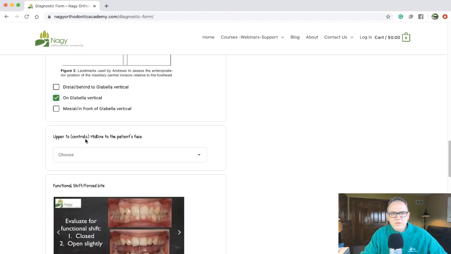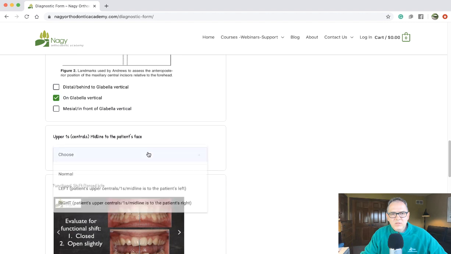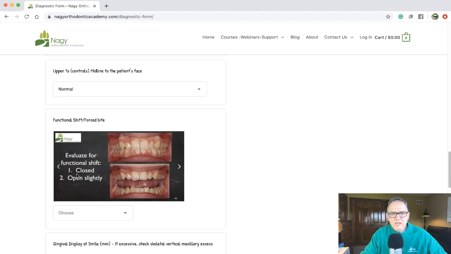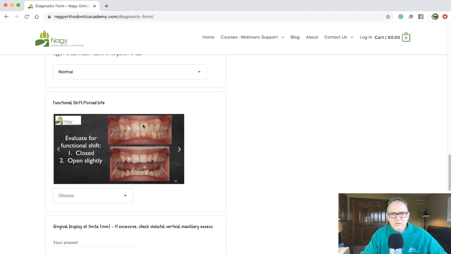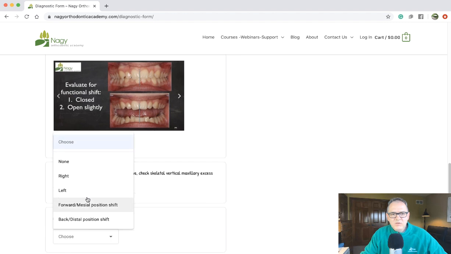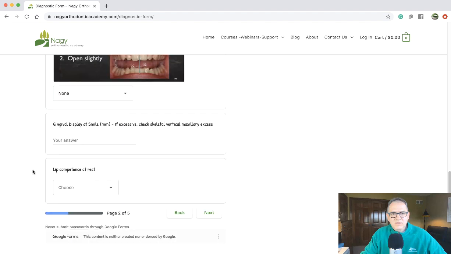And then upper one central midline to the patient's face. Is it normal, to the left or right? So that tells you if the upper midline is correct. Functional shift, that's when the patient opens and closes, and it tells you if the patient has a functional shift forward or side to side. So if a patient has none, you just fill in none.